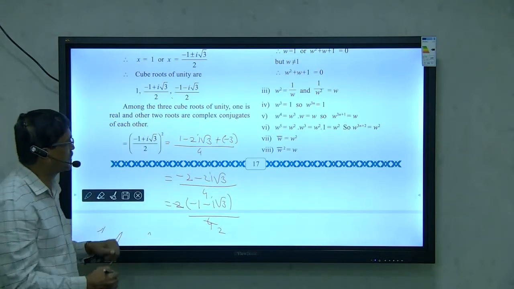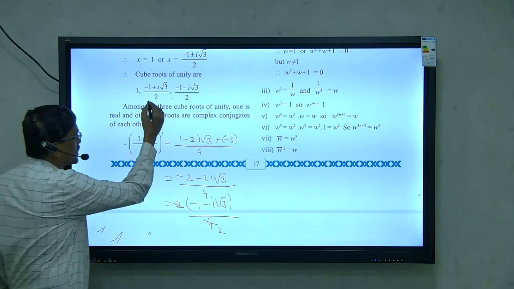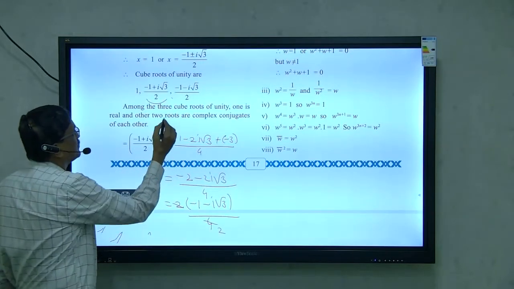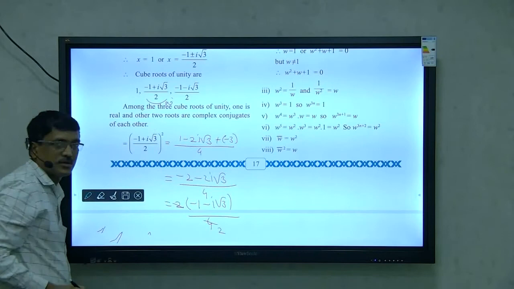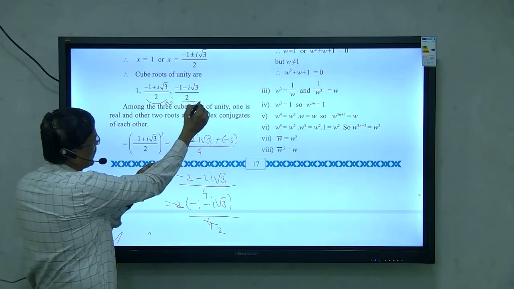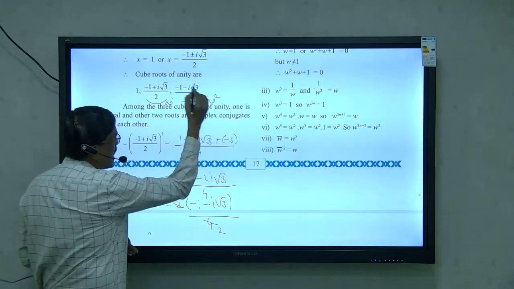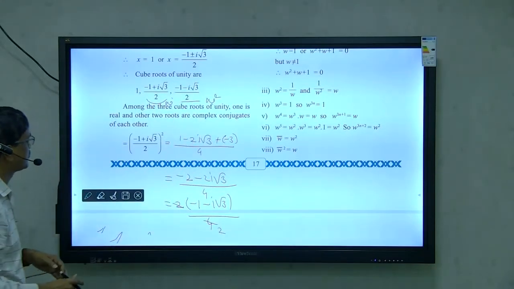So let us denote the first root as 1, this second root as omega, and since this root is the square of the second root, we can denote it as omega square. See here.